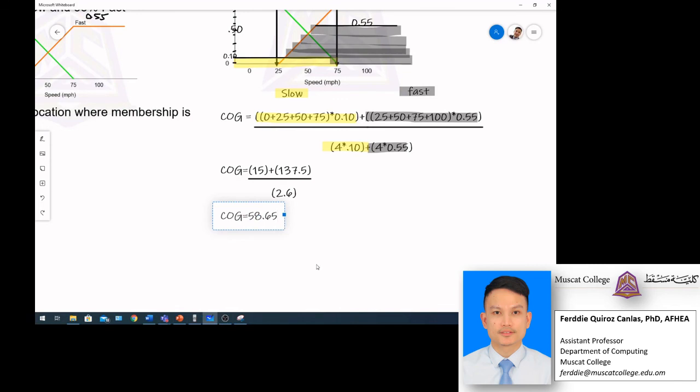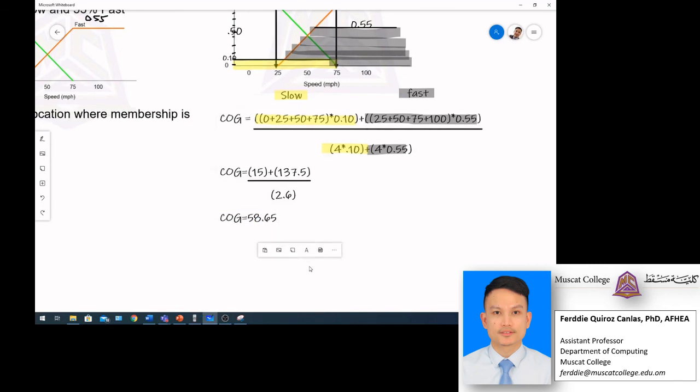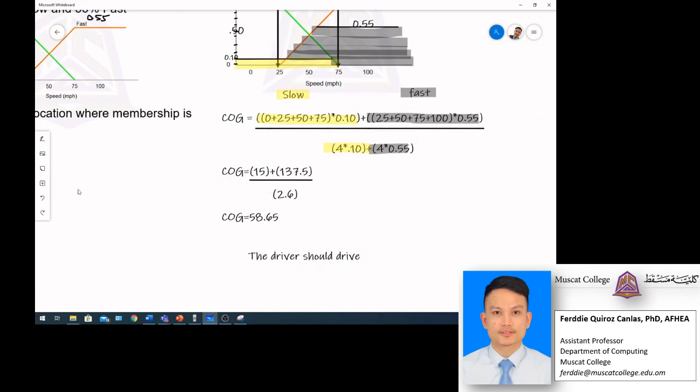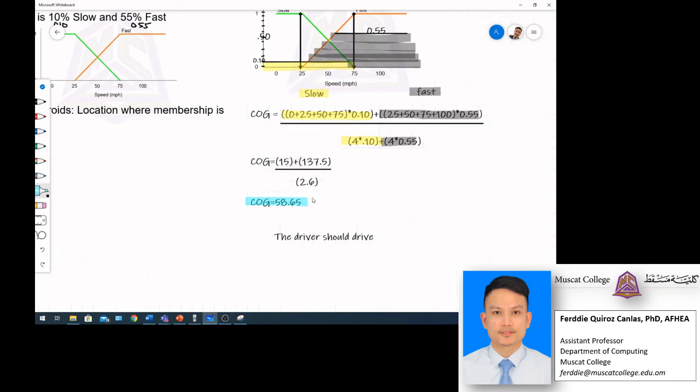58.65. So we could conclude the driver should drive what? Should drive fast or slow? What is this, slow or fast? 58.65 is somewhere here. So we don't know if it is fast or slow, right? Correct, because both of them are slow and fast, so it is the combination of the two.